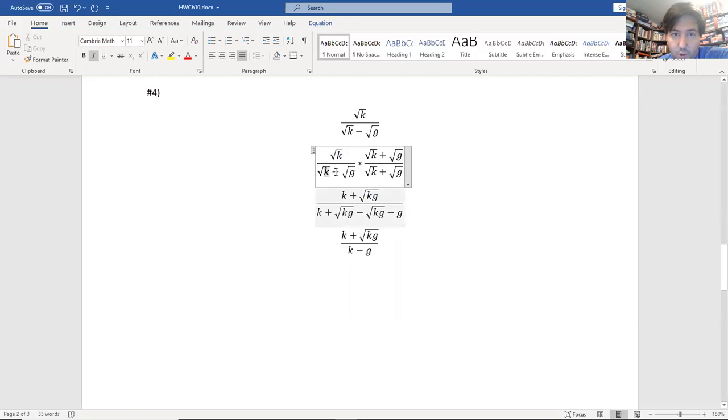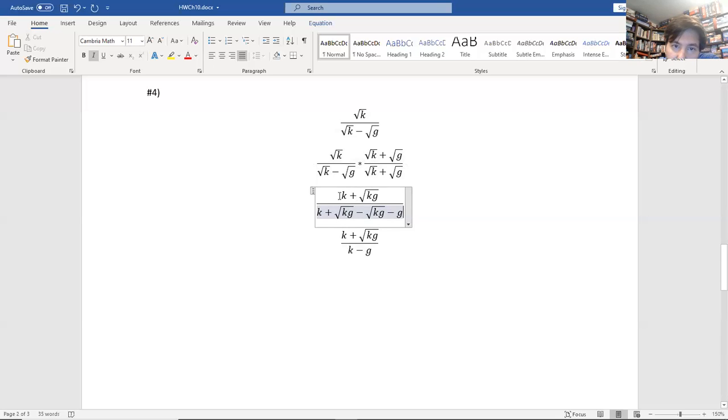Down on the bottom, we're doing FOIL. So the first terms, root k times root k is just going to give you a plain old k. If you've got a root k times a root g, that's going to be root kg. If you've got a minus root g and a root k, that's a negative times a positive. That's a negative, and again, since you've got a k and a g, we're going to just put kg under this one root sign. Finally, you've got a negative root g times a positive root g. A negative times a positive is a negative answer. A root g and a root g is just a plain old g.